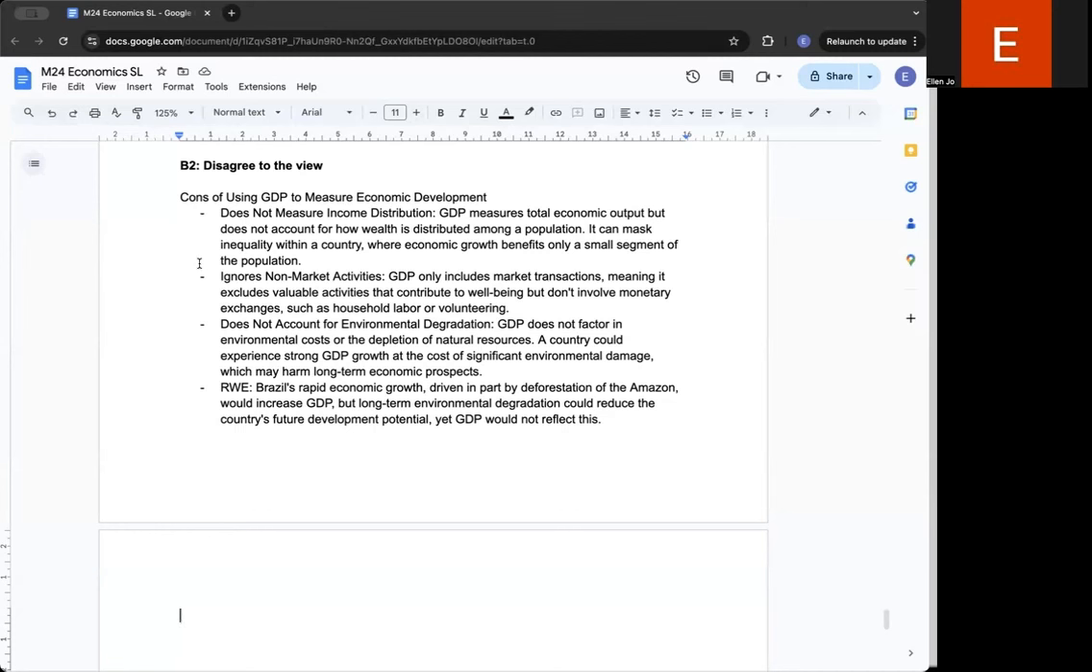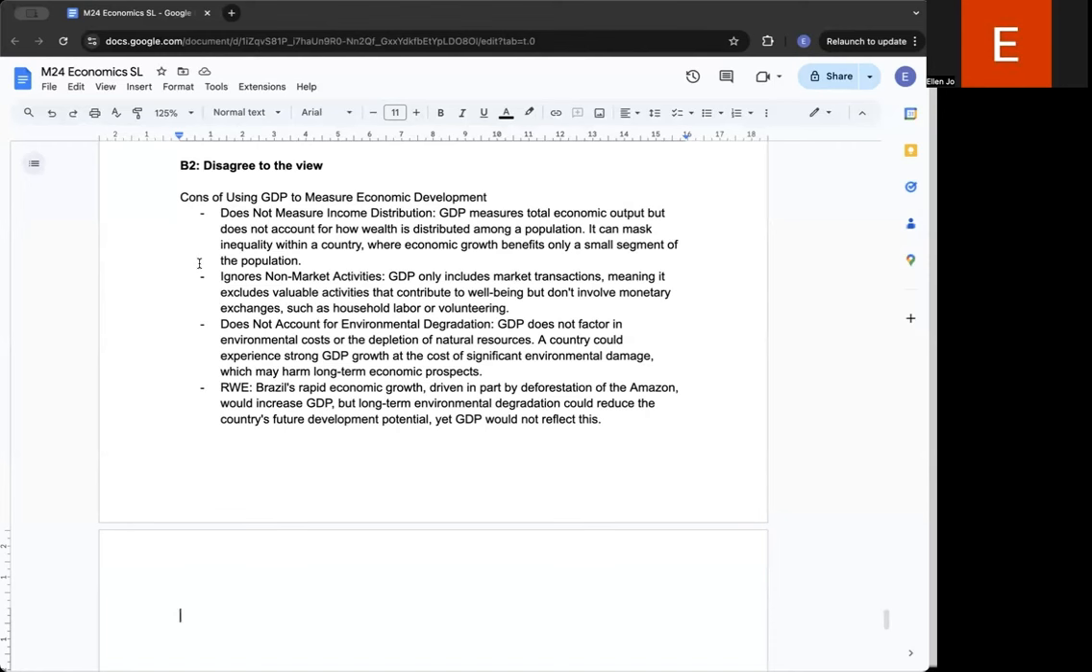And since GDP only includes market transactions, it excludes valuable activities that contribute to well-being but don't involve monetary exchanges, such as household labor or volunteering. Also, GDP does not factor in environmental costs or the depletion of natural resources. So a country could experience strong GDP growth at the cost of significant environmental damage, which may harm long-term economic prospects, but GDP doesn't know how to reflect that.